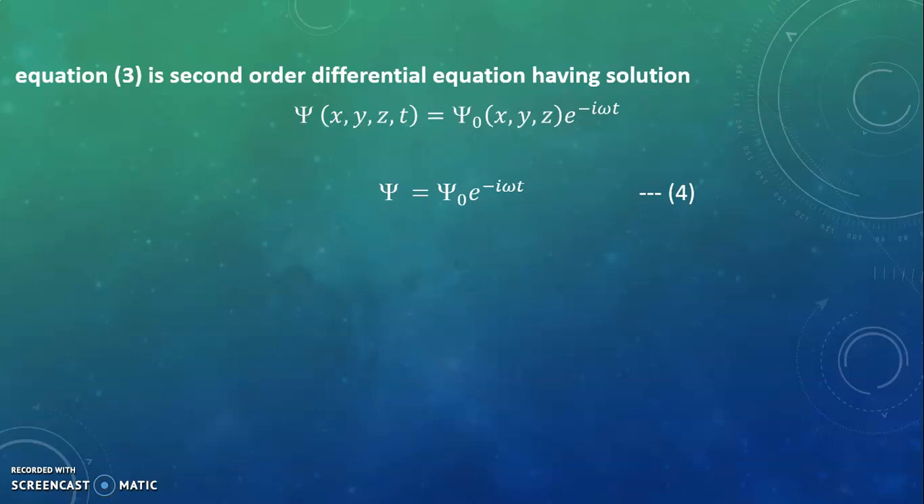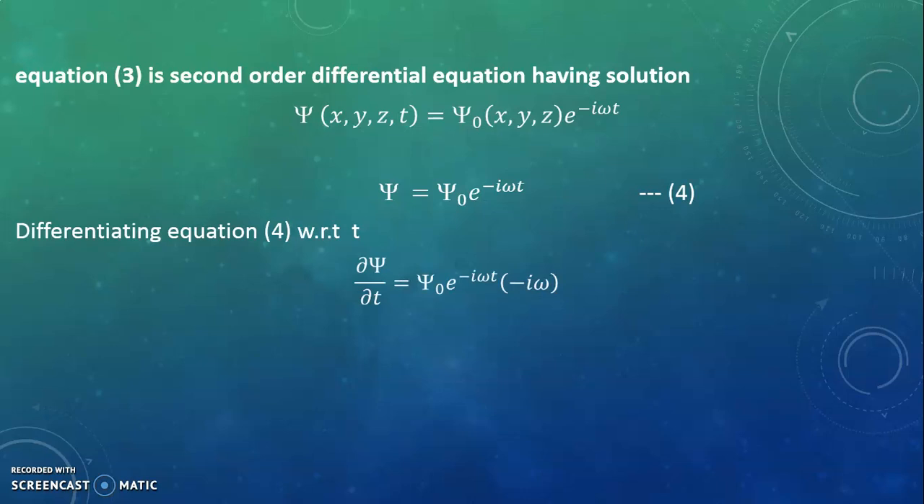Now, this equation number 4 we have to differentiate in Schrodinger's time dependent wave equation. The difference is that we are differentiating only a single time, whereas in the time independent wave equation we differentiate it two times.